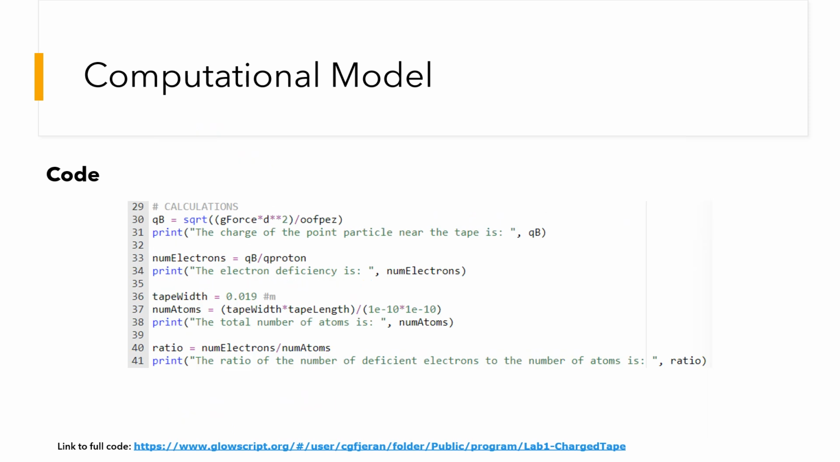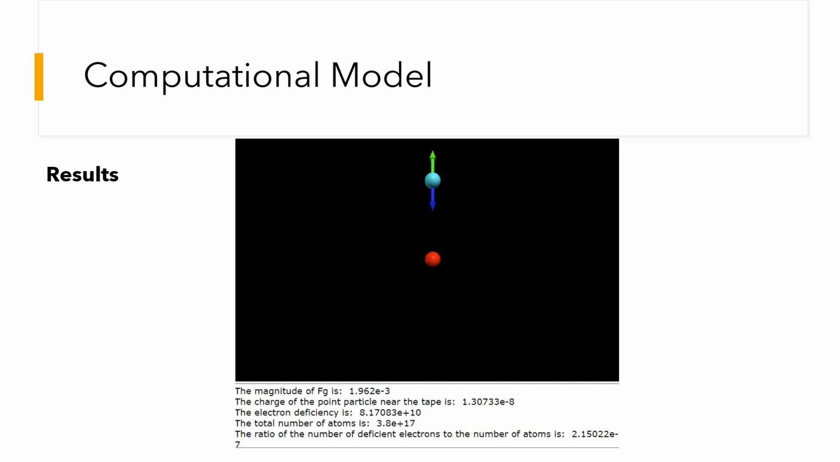Using the gravitational force, I calculated the charge on tape B, the number of electrons on tape B, as well as the number of atoms on tape B, and finally found the ratio of the number of deficient electrons to the number of atoms on tape B. This is the visual that my program created with the electric force depicted in the green arrow and the gravitational force in the blue arrow. Also included are the printed computational statements.